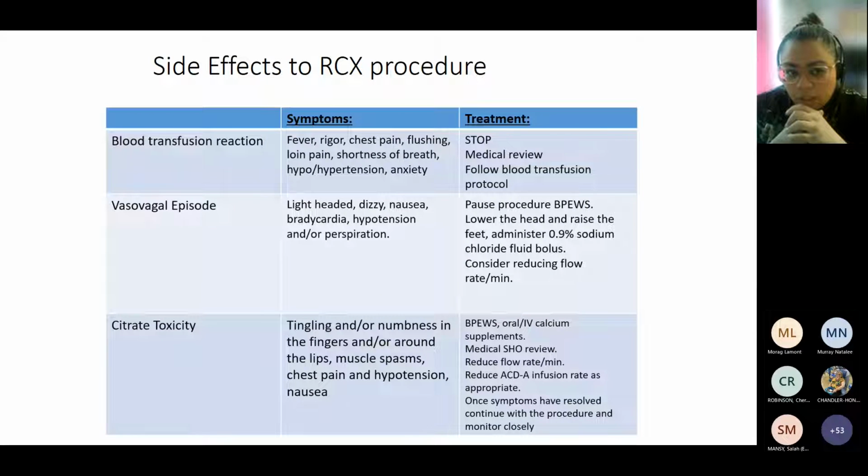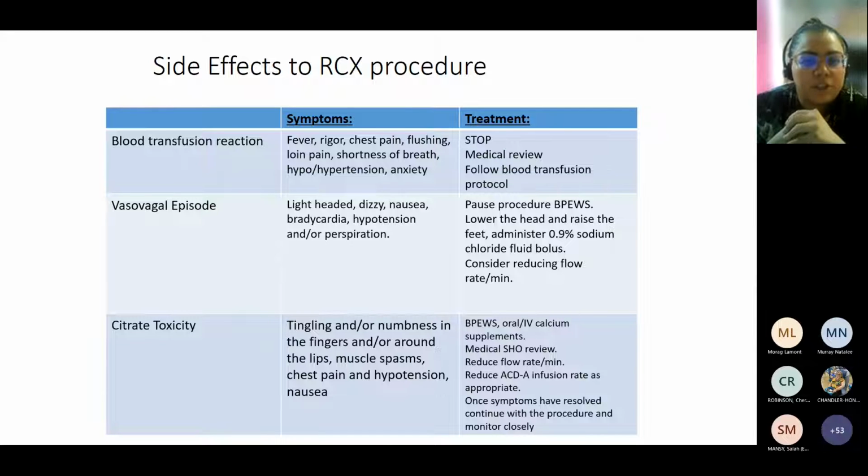So just some side effects to a red cell exchange procedure. Blood transfusion reaction goes for both top-ups and for red cell exchanges. So we have the symptoms that you'd get with a blood transfusion reaction.